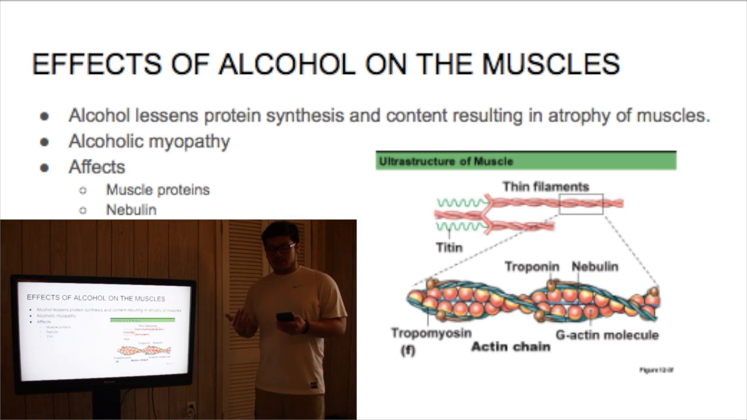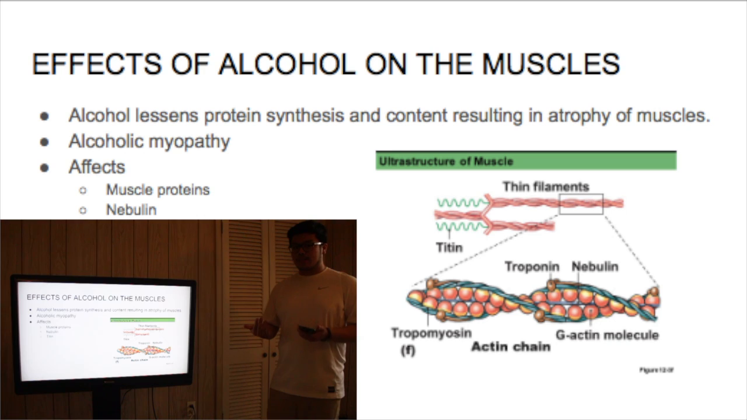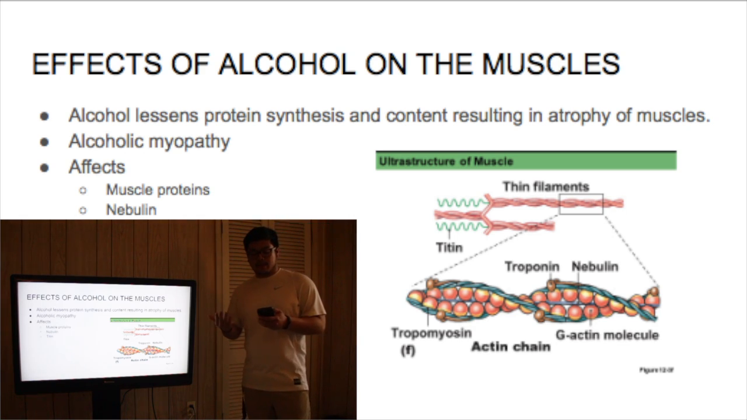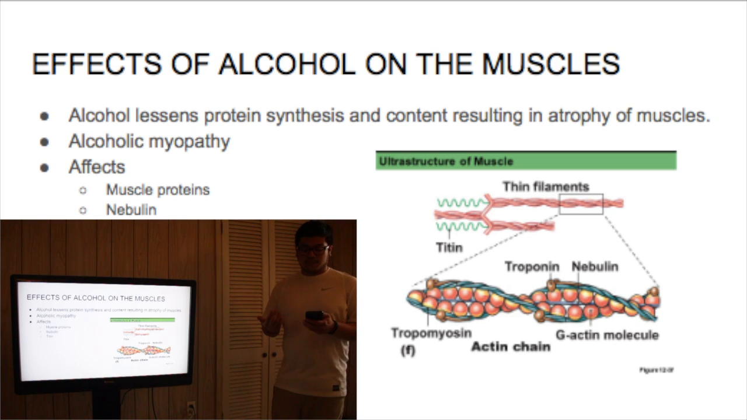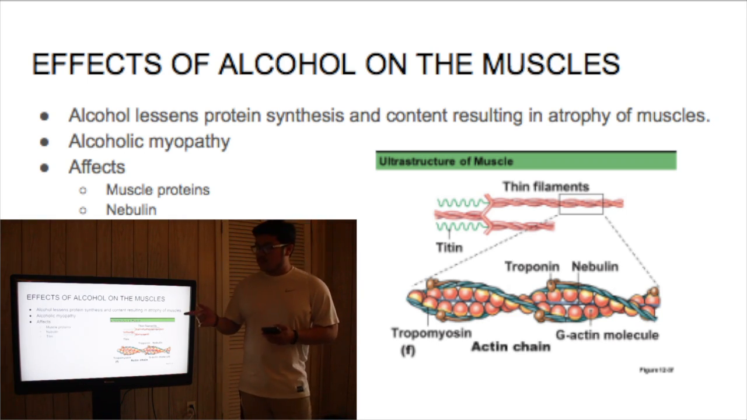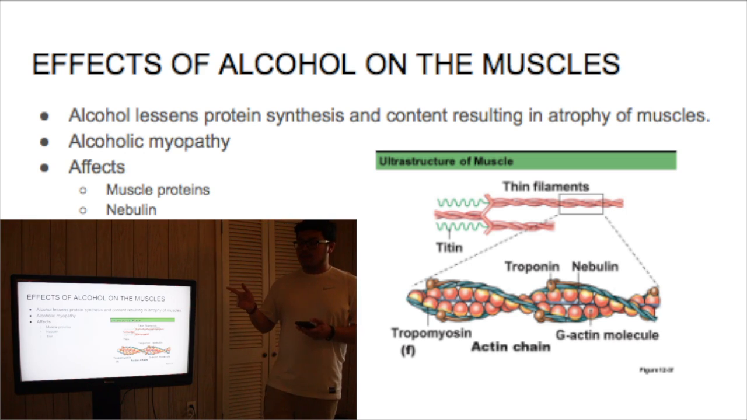I'm going to be talking about how alcohol affects the muscles. It's basically characterized by the lessening of protein synthesis and contents, which results in atrophy of muscle fibers, which pretty much implies alcoholic myopathy. As we researched, the effects of alcohol directly affect the cytoskeletal muscle proteins. It also directly affects nebulin and titin.